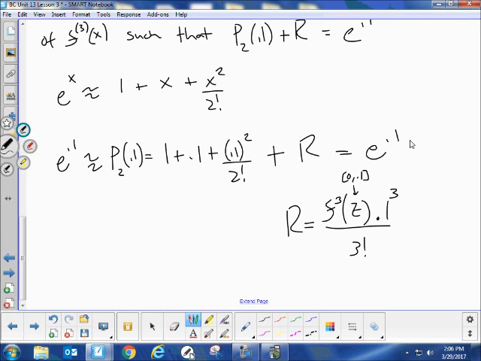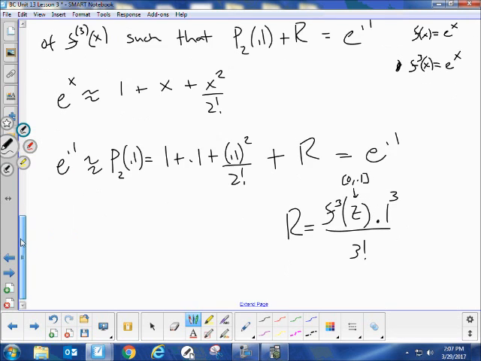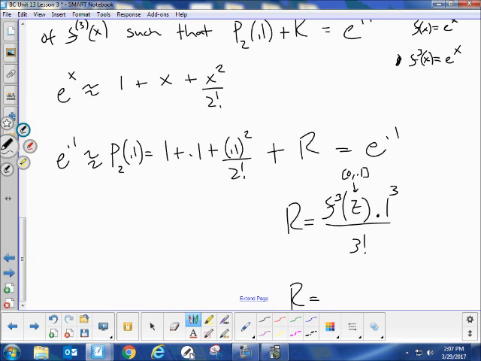That will equal that. Now, what is the third derivative of e to the x? Let's just talk about that. If f of x is e to the x, the third derivative is just e to the x, right? So this is going to be some e to the z value.